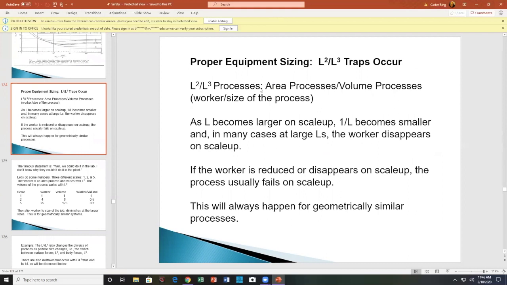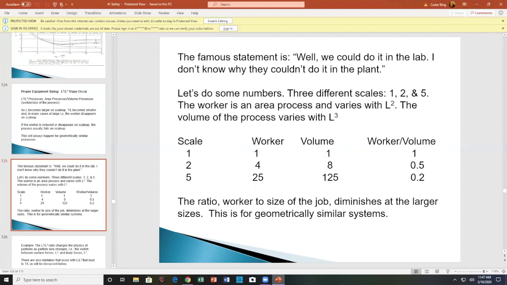Process area. Area processes versus volume processes. You have a heat removal process, which is dependent upon area. And then you have the size of the job, which is L cubed. You have L squared, L cubed. And so on large L, 1 over L becomes smaller. In many cases, the worker disappears. The remainder is reduced or disappears on scale up, and the process will fail. So let me give you a calculation. Not too hard here.